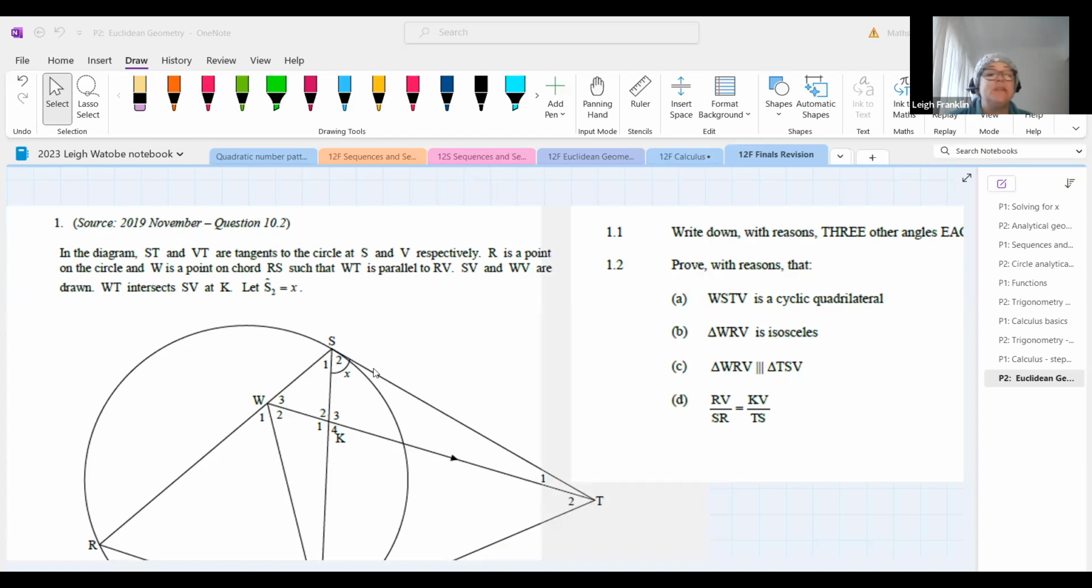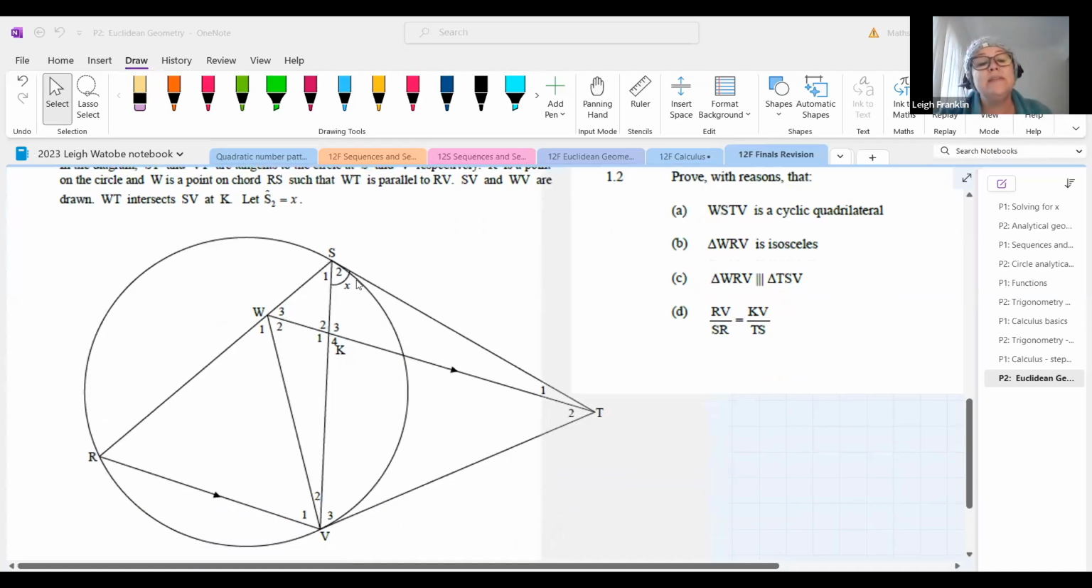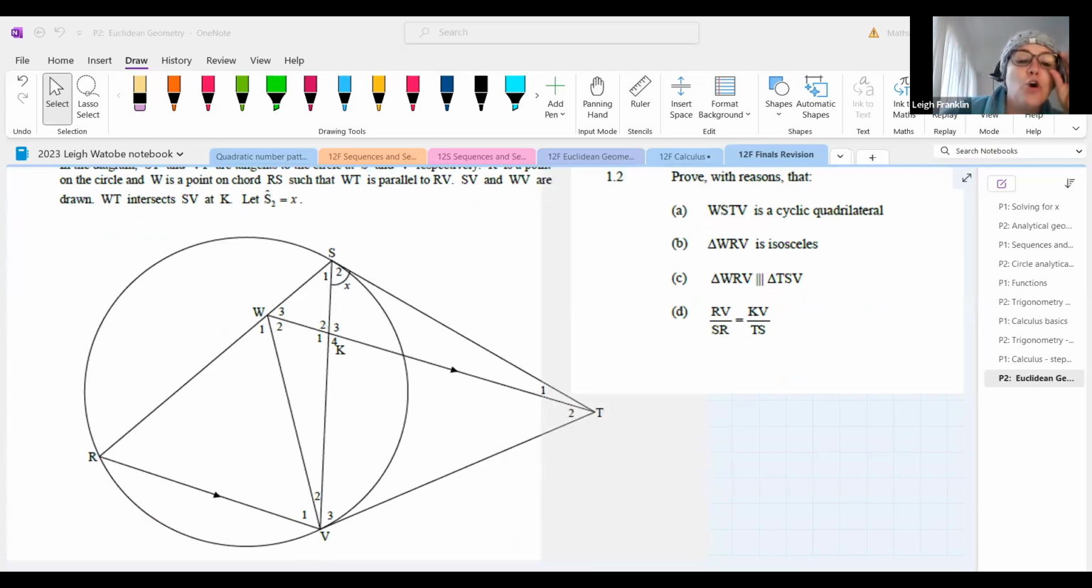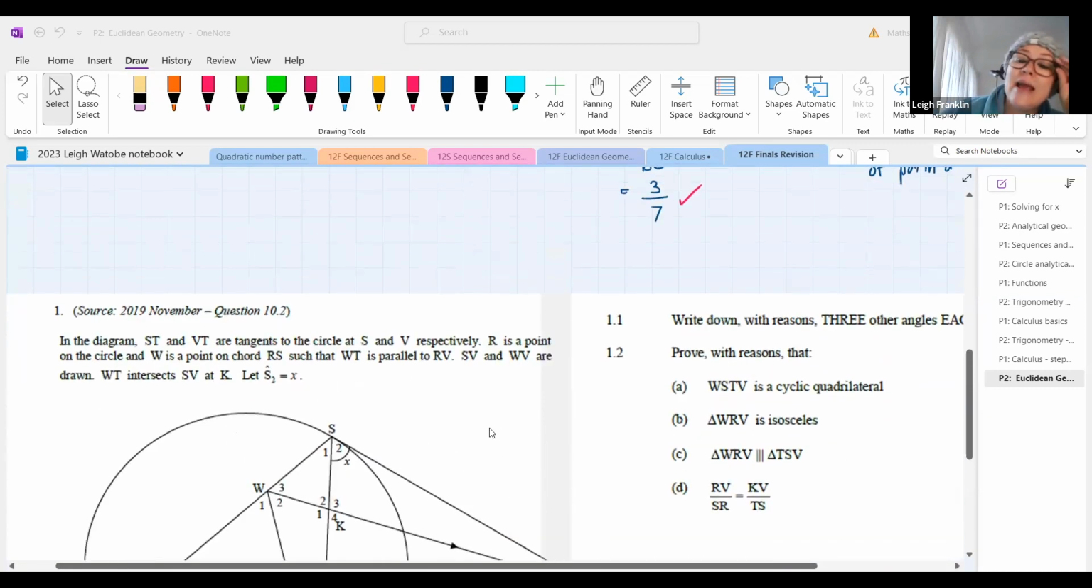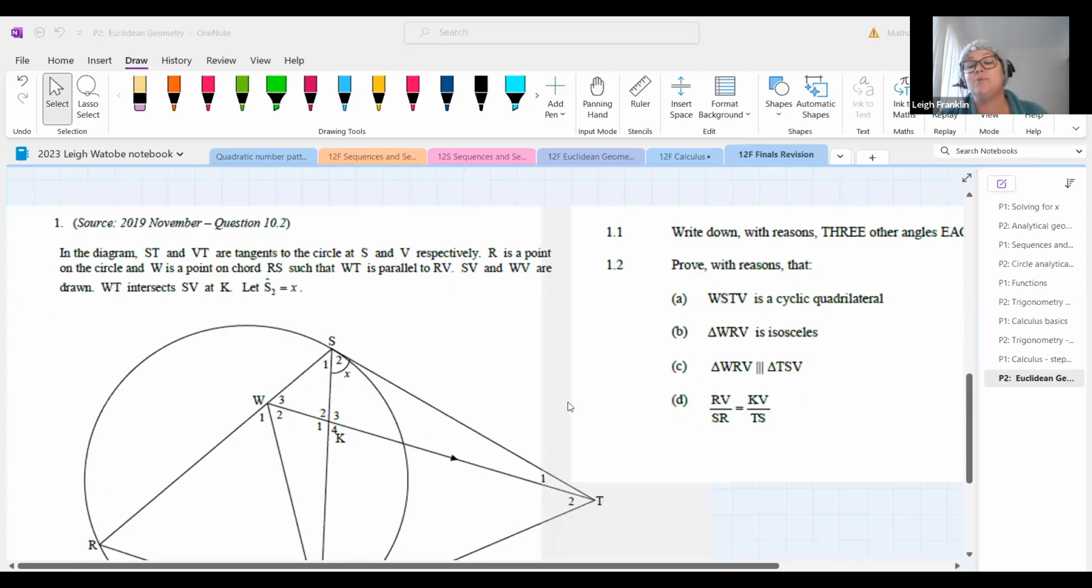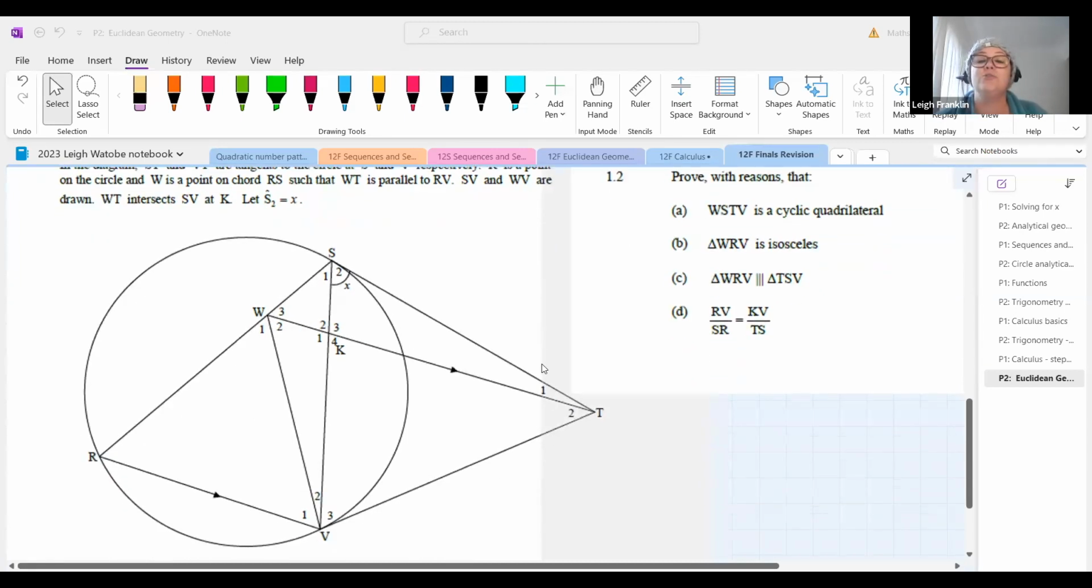Then it says SV and WV are drawn, fine. WT intersects SV at K, also fine. Those 2 sentences don't directly link to any theorems that we know. And the last bit of information they're telling us is that angle S2 is equal to X. So we can see that angle S2 is an angle between a tangent and a chord. All right, and right when they say to us, write down with reason 3 other angles each equal to X, looking at the diagram, what angles do you think S2 is also equal to?